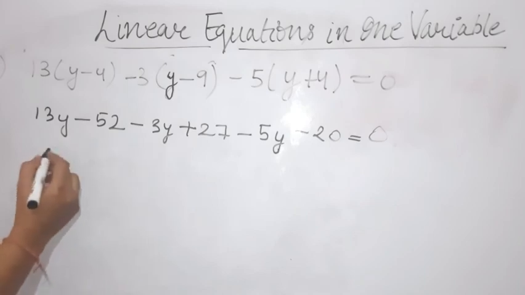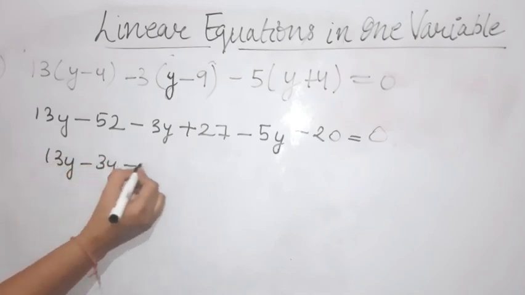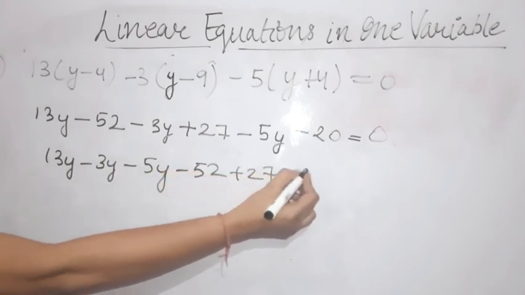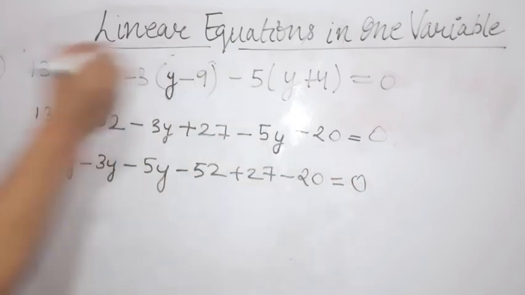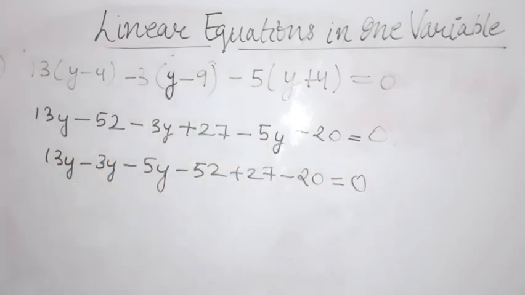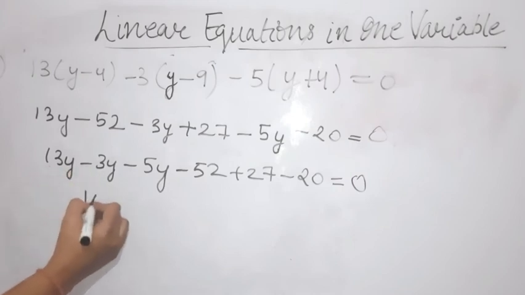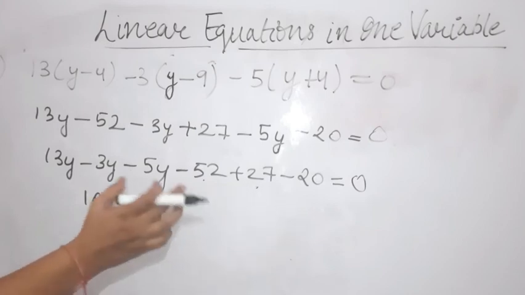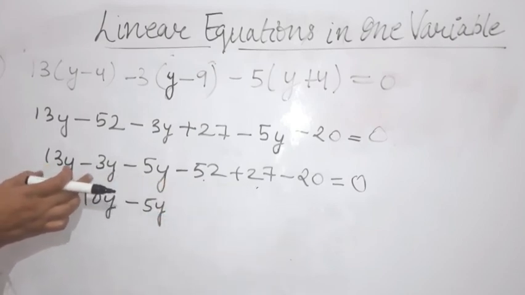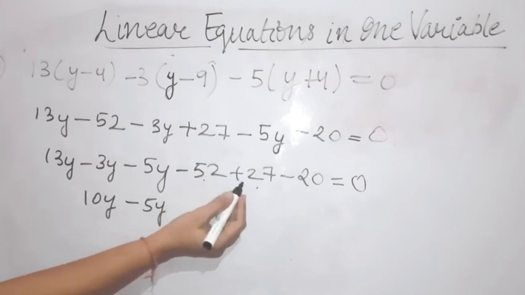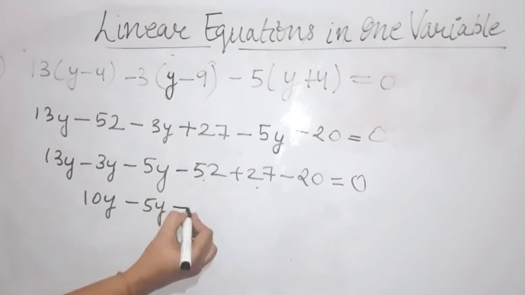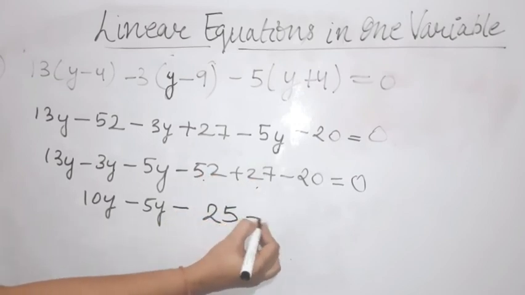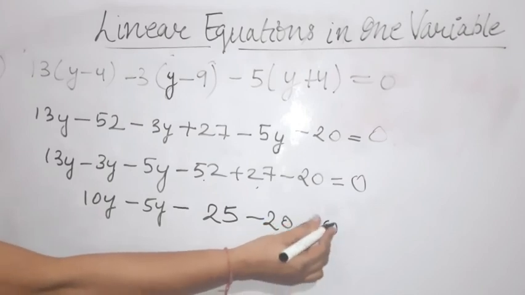So 13y minus 3y minus 5y, now minus 52 plus 27 minus 20 is equal to 0. I have collected all the like terms together. Now 13y minus 3y is 10y, 10y minus 5y, now minus 52 plus 27. Either solve it from this side or from this side. Minus 52 plus 27, plus and minus, take the sign of the greatest number. So 12 minus 7 is 5 and 4 minus 2 is 2. So minus 25 minus 20 is equal to 0.